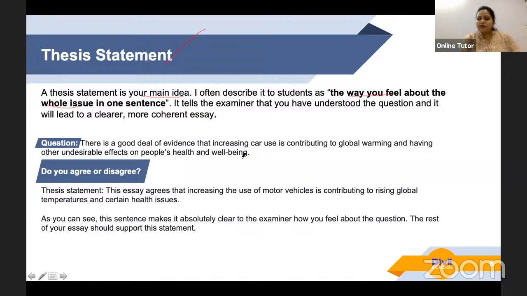So if you have to write a thesis statement for the same, it could be something like, this essay agrees that increasing use of motor vehicles is contributing to rising global temperatures and certain health issues. So isn't this statement clearly specifying what is your take in the essay? What is your take about the topic?